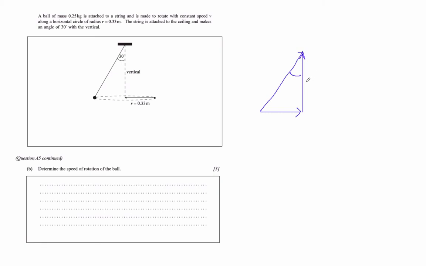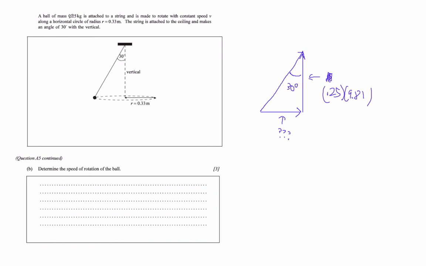This vertical component has to equal the weight of the ball, so that's going to be 0.25 times 9.81. So we know this side of the triangle, we know this is a 30-degree triangle, so you're going to use your trigonometry to figure out what this side of the triangle is. Again, the upward component of that tension has to equal the force of gravity. There's no other thing that could hold it up.